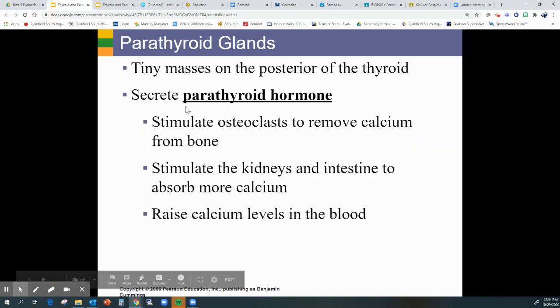The parathyroid then is actually these little masses that sit on the posterior side of the thyroid, and they really only secrete one hormone, parathyroid hormone, or PTH. It stimulates osteoclasts to remove bone calcium, so what it will do is raise calcium levels in the bloodstream. It also stimulates the kidneys and intestine to absorb calcium. So again, if we have an issue with this one, especially if it's overstimulated, we may see bone density issues.